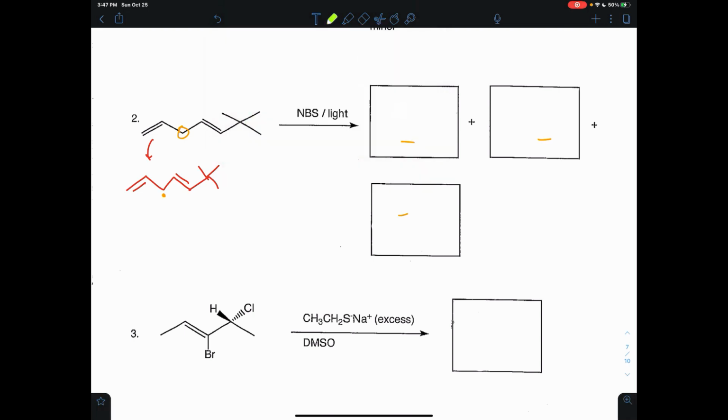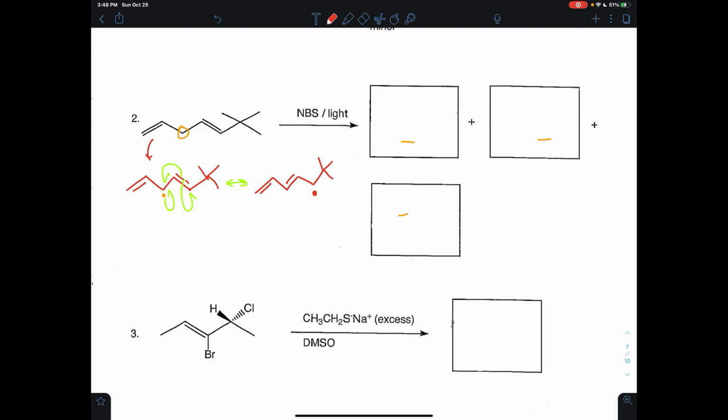So for the first resonance, this radical can form a double bond with one of the radicals right here, and then kick off one of the radicals up here, and then you're going to end up with a radical right here, and then a double bond here and a double bond here.